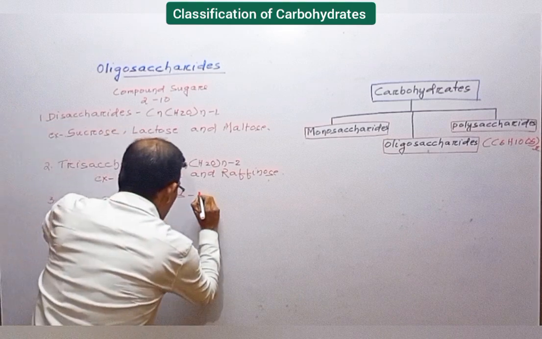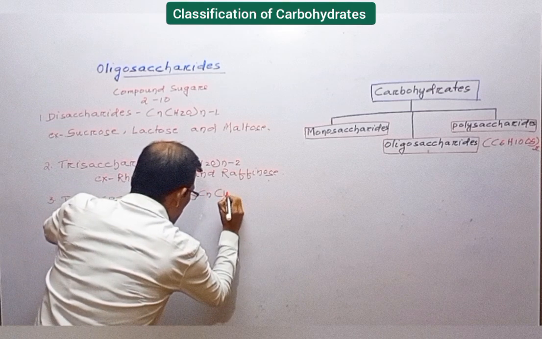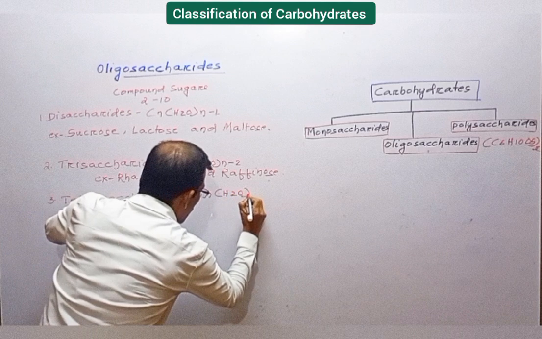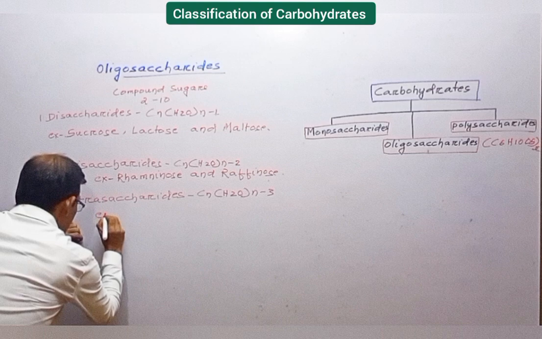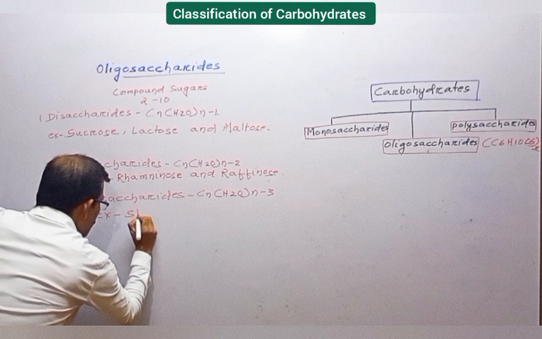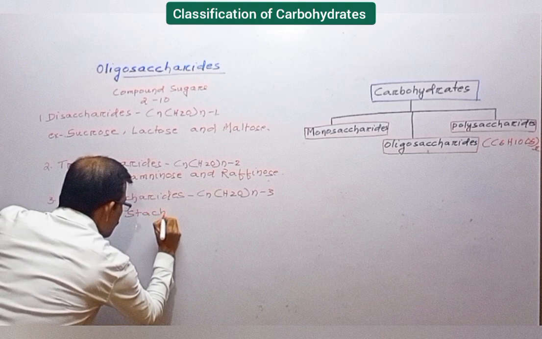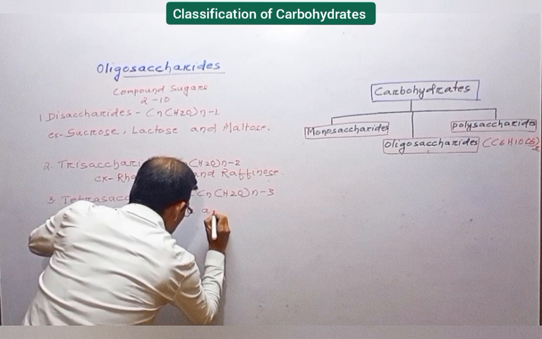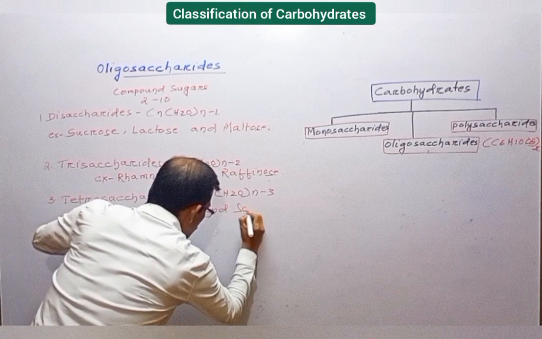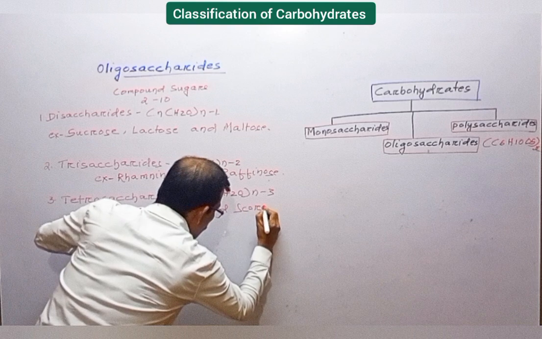General formula is CnH2n-6On-3. Examples are stachyose and scorodose.